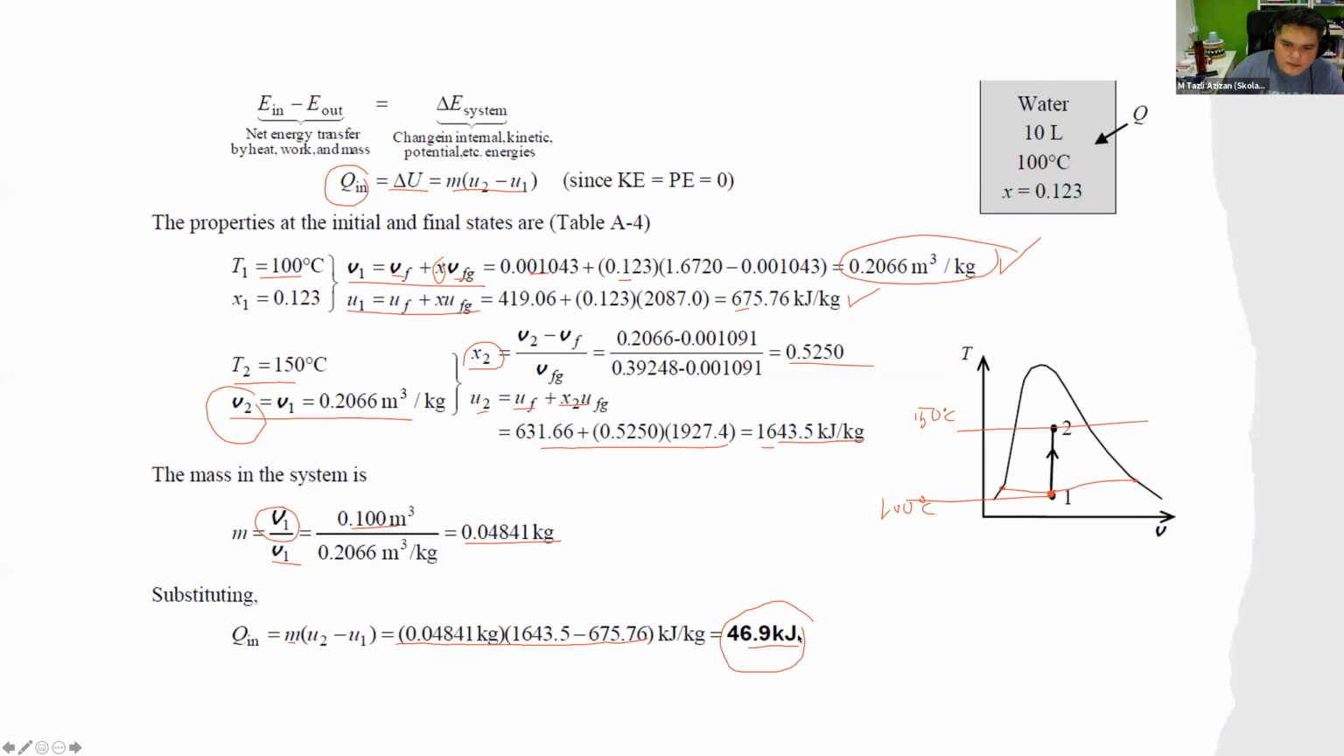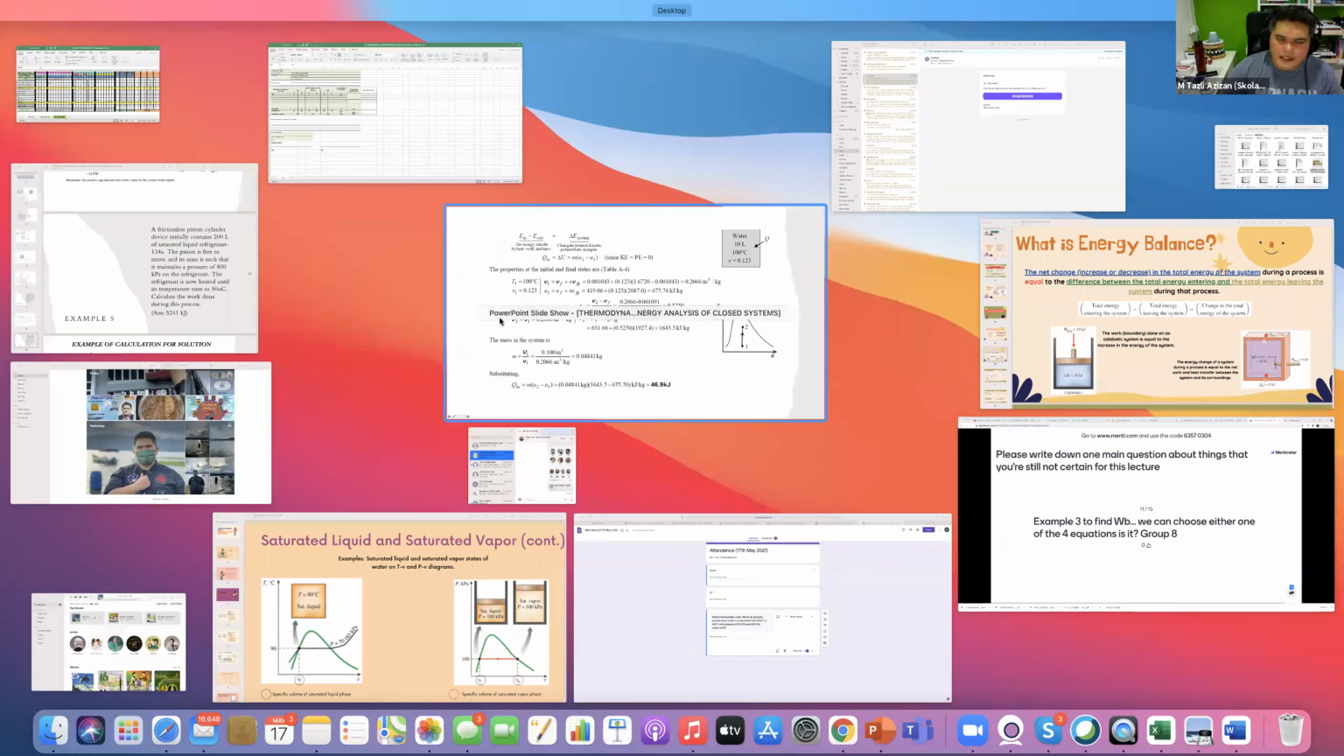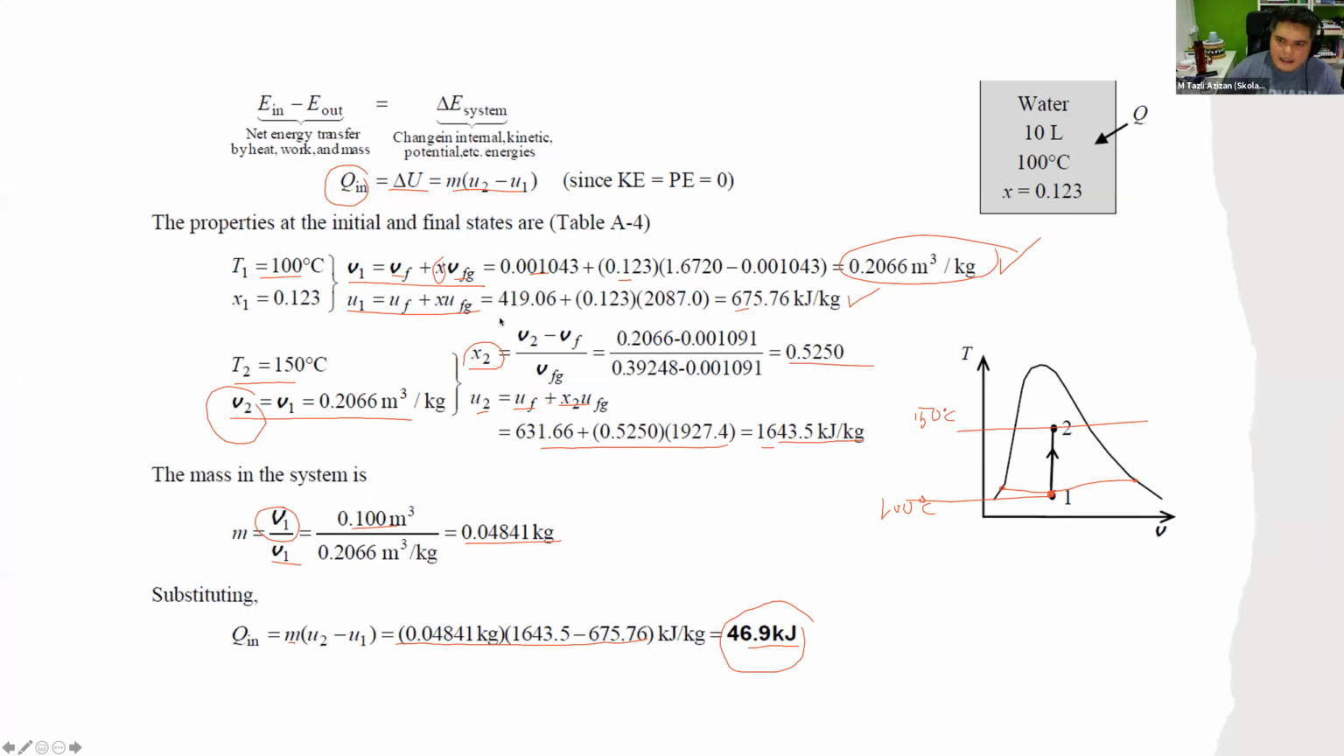Of 46.9 kilojoule is the energy needed to heat up the mixture of the vapor and liquid at 100 degrees Celsius with 12.3 quality to 150 degrees Celsius. So this is the amount of energy that you use to heat up from this particular state to become state number 2. So this is the amount of energy needed.